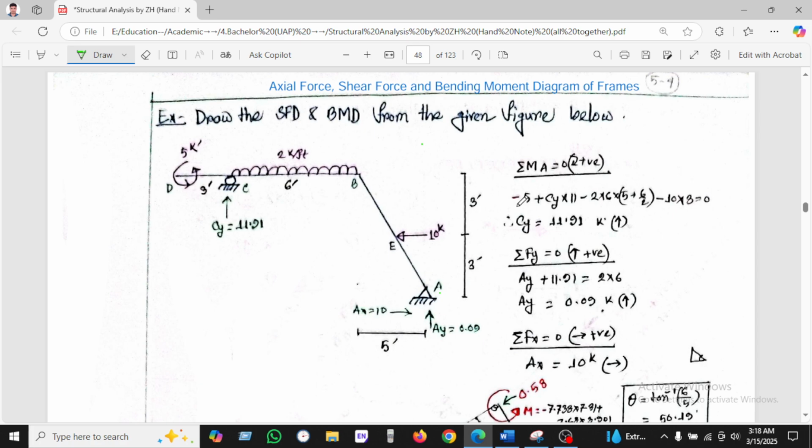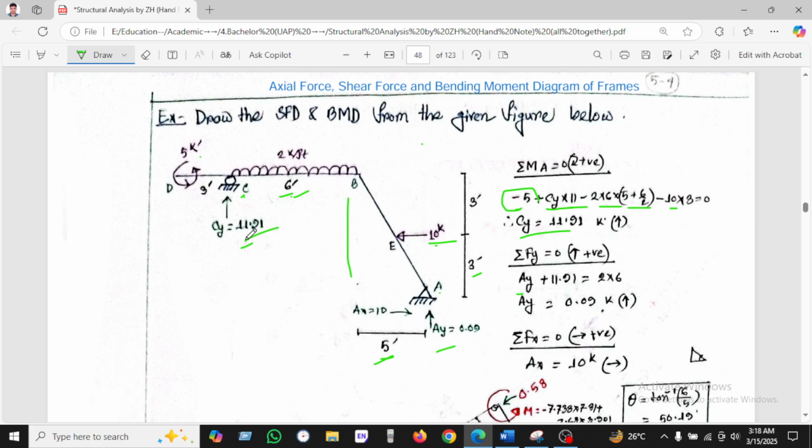So we are taking the 5 kip load, and the moment is given here as negative, anticlockwise, and Cy into 11. Cy is the reaction and 11 is the distance given, 6 plus 5 which is 11. And 2 into 6 for the load, and 5 into 6 divided by 2, and minus 10, and we will be seeing minus 10 into 3, and we found Cy equal to 11.91.